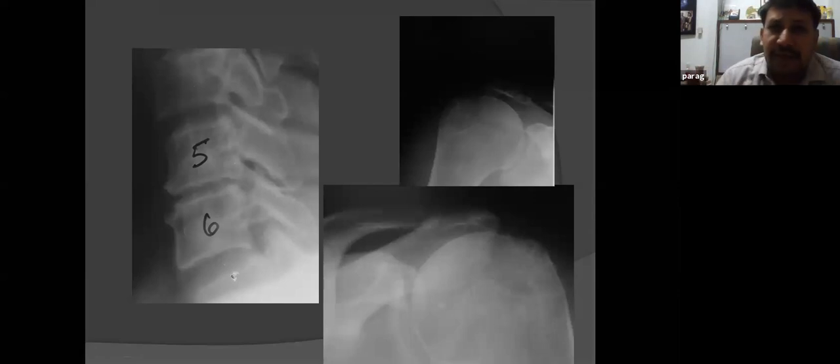Then you have to decide whether I need to do an EMG NCV or not. So you must examine all these things together and then decide where the symptoms are coming from. Again, if you look at this patient, he has difficulty in elevation.